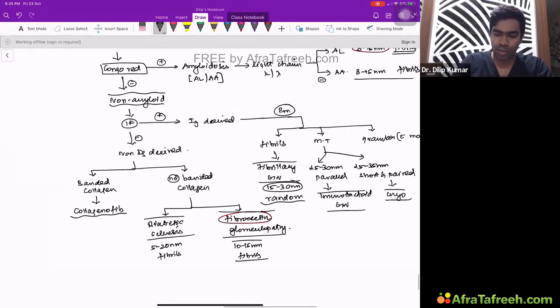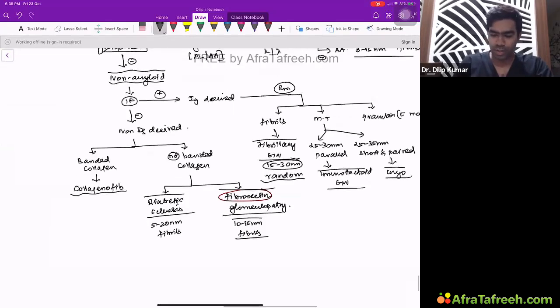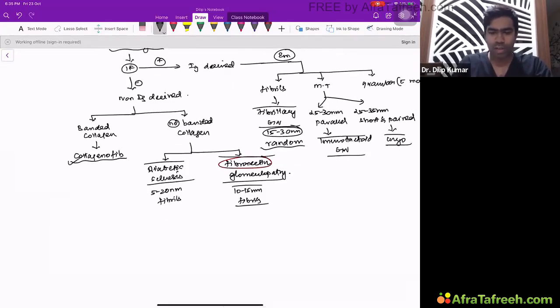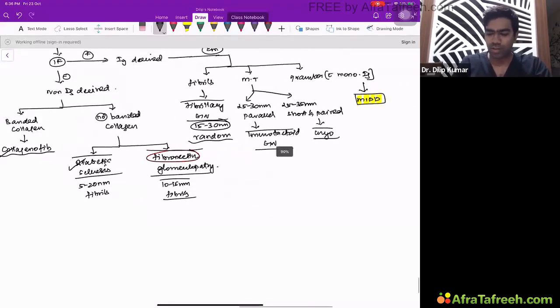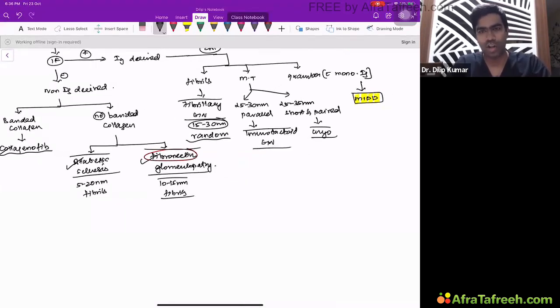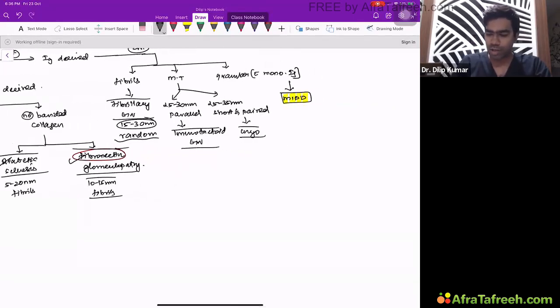For example, for amyloidosis, you have Congo red as a clue. For collagenofibrotic, you have banded collagen as a clue. For diabetic sclerosis, you have diabetes as the clue. For fibronectin, a congenital, autosomal dominant disorder, that is a big clue. And at the same time, for cryo, you will have cryoglobulins that will be positive, that is the clue.